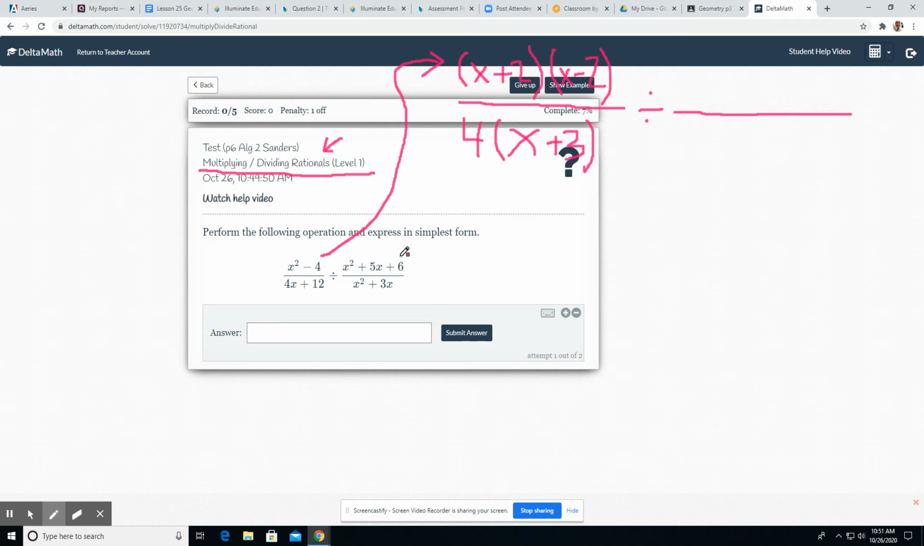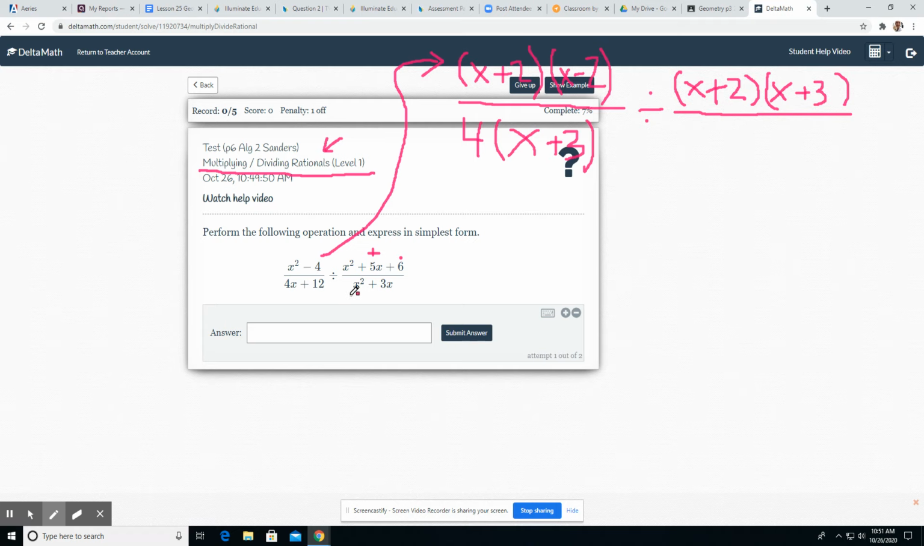And on this, what two numbers multiply to be 6, add to be 5? I just like setting it up here so it's a little easier on the brain process. What numbers multiply to be 6, add to be 5? 2 and 3. 2 plus 3 is 5. 2 times 3 is 6.